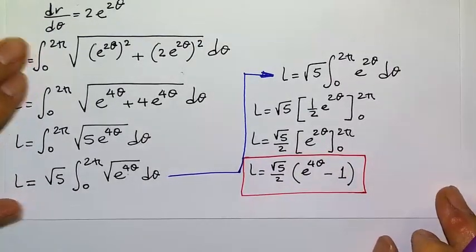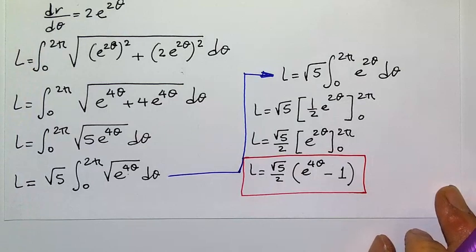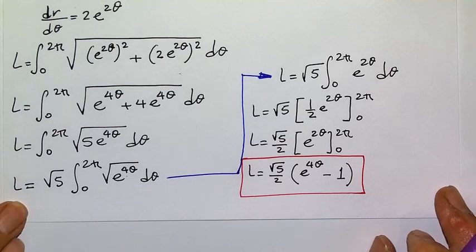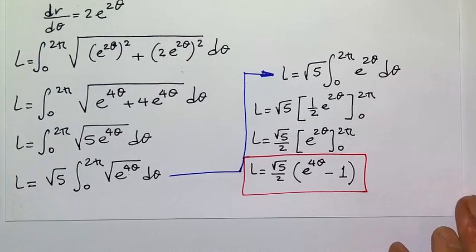Okay, so that's the length of that arc when we have the equation of the arc given to us in polar form.